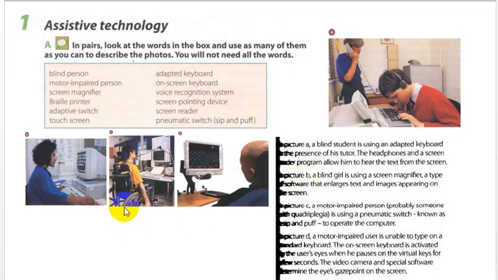Picture B. A blind girl is using a screen magnifier type of software that enlarges text and images appearing on the screen.